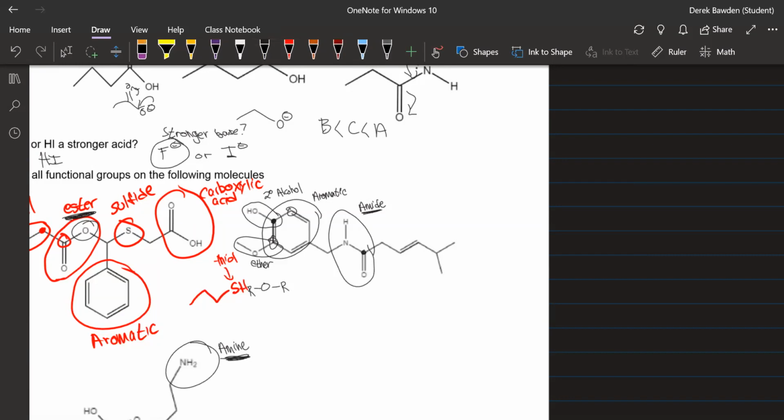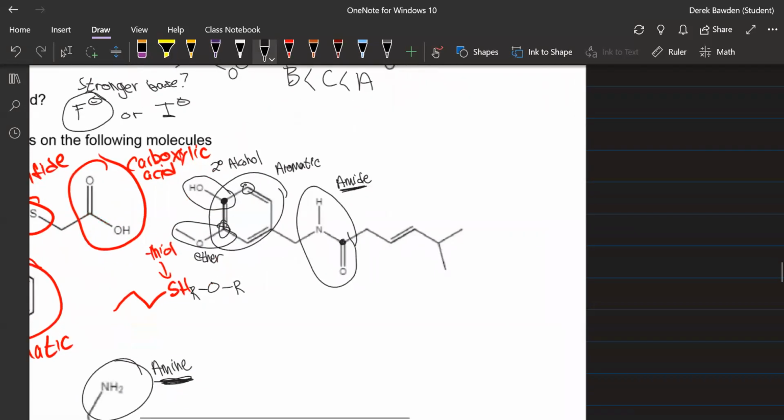It kind of looks like OR, right? OR group. Okay. And I see one more in this right here. What do you guys think? See any others? We haven't talked a lot about it yet, so you may not recognize it.